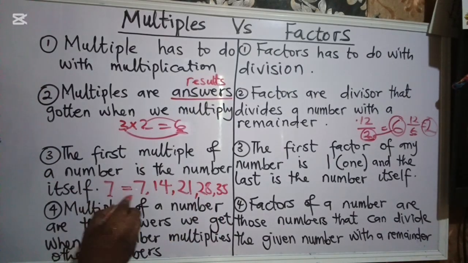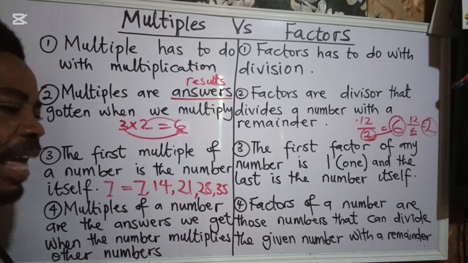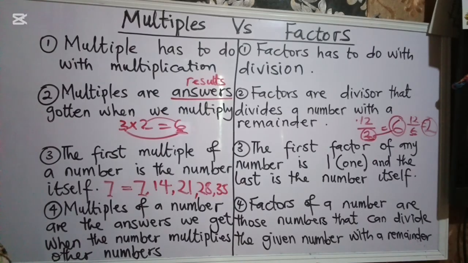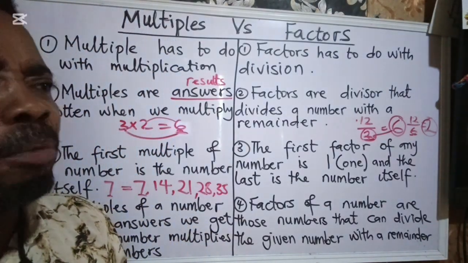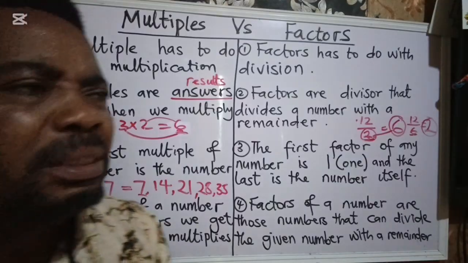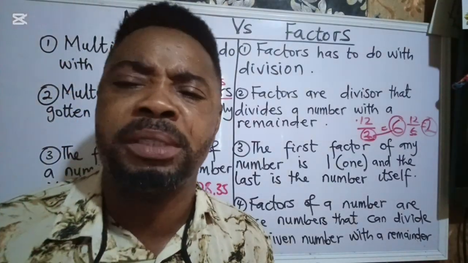So 7 is the first multiple of 7, just like 8 is the first multiple of 8, 10 is the first multiple of 10, and 15 is the first multiple of 15.